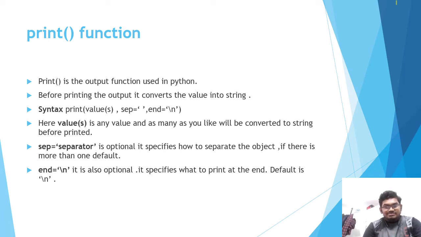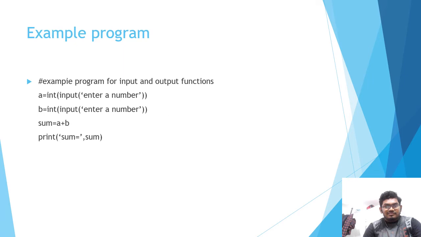Now let us see an example for the input and output functions. Example program. Here we take two variables a and b. Now we are going to take the values of a and b using the keyboard. That means the user enters the values of a and b, and we have to sum the values entered by the user and print it. In this program we use the input function, which is version 3.